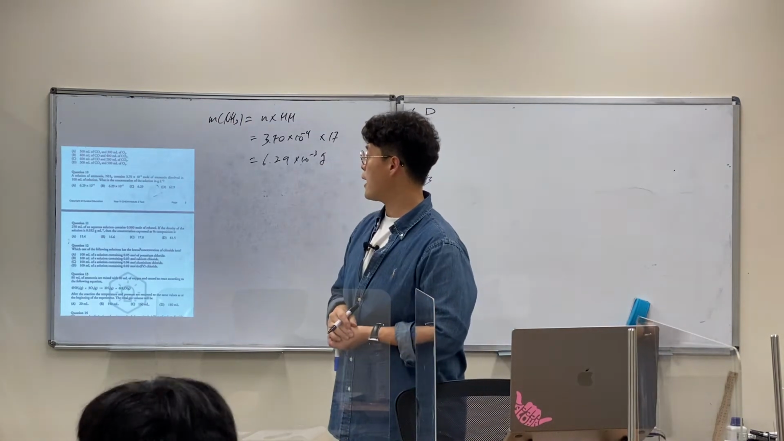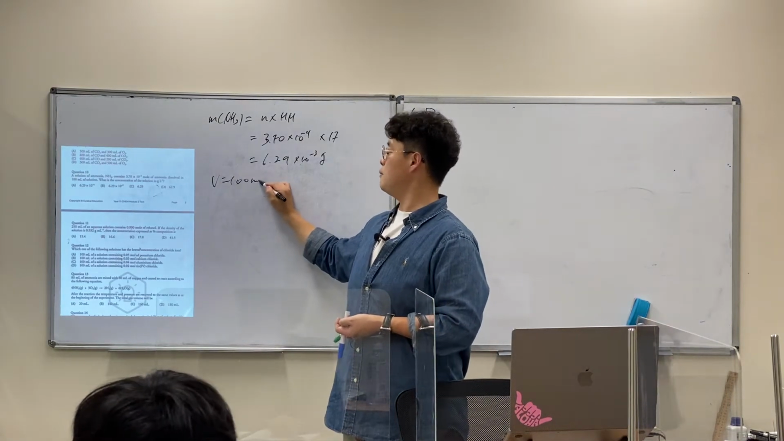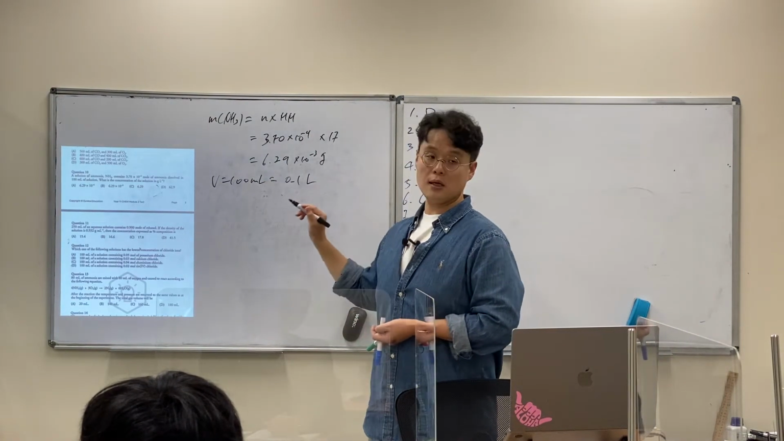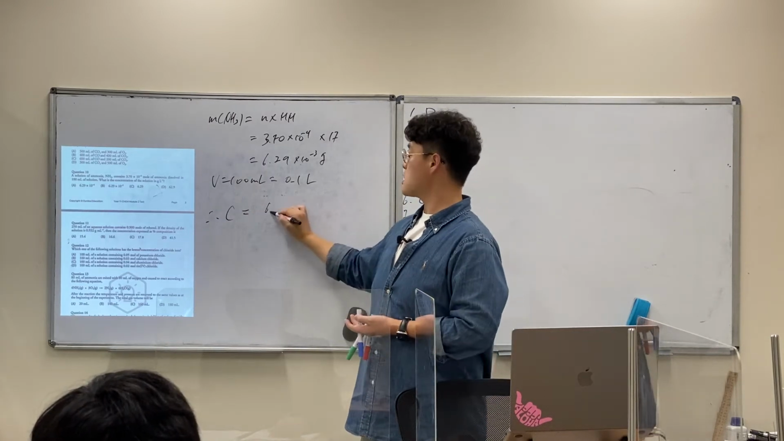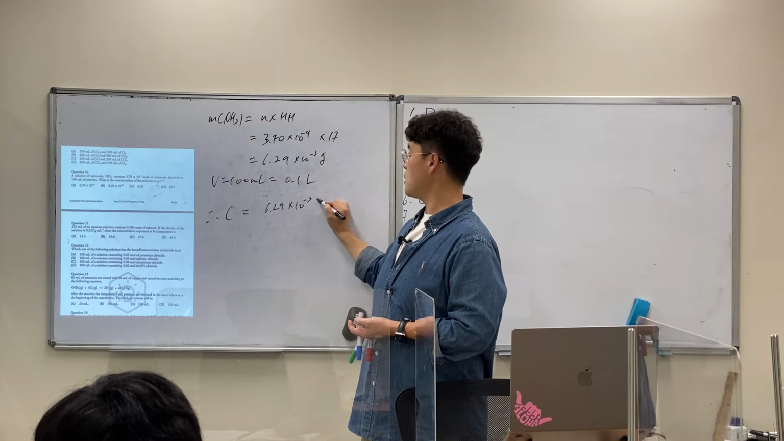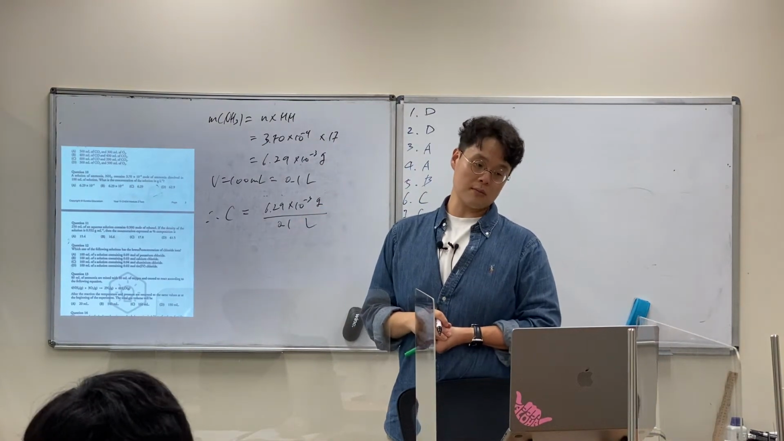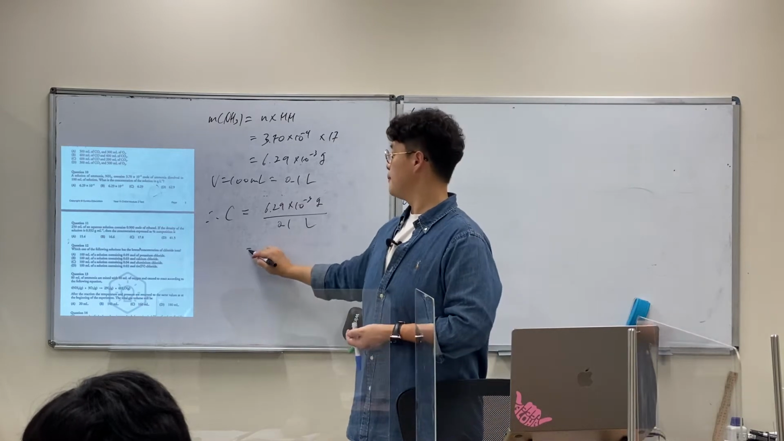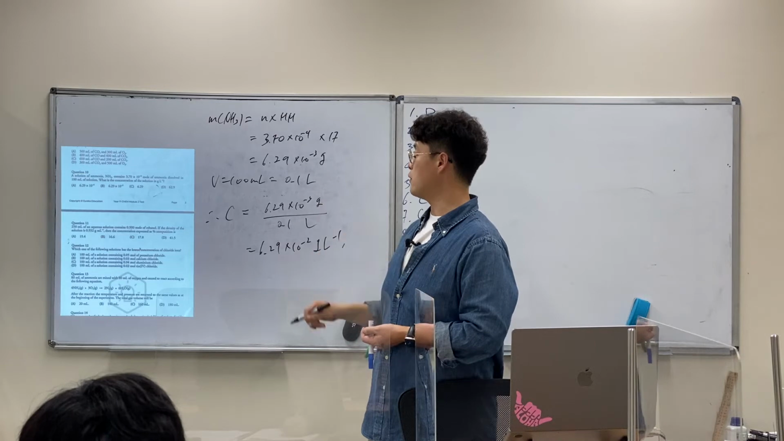Now what's the volume we have? We have 100 mils, so 100 mils is equal to 0.1 liter. Therefore, the concentration in units of grams per liter will be 6.29 times 10 to the minus 3 grams per 0.1 liter, which will make 6.29 times 10 to the minus 2. Therefore, the answer is B.